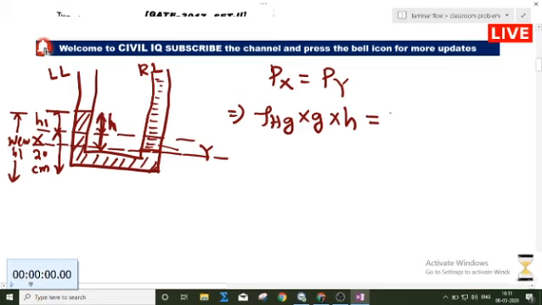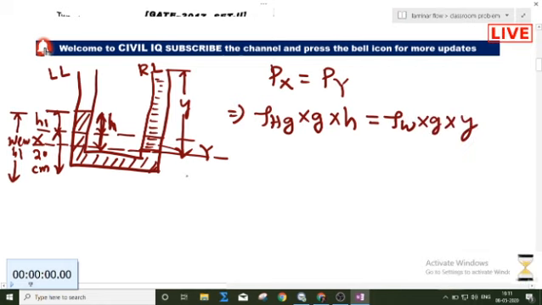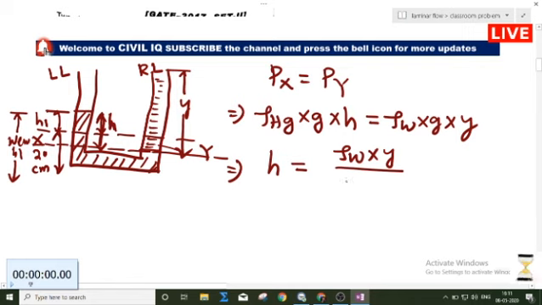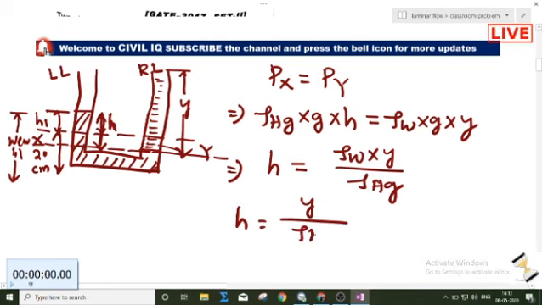What pressure will we write in the right limb? Simply water will be there. Density of the water, and this height will be y. Density of water into g into y. So from here I can find this total height H will be equal to density of the water into y divided by density of the mercury. So now this H is y divided by density of the mercury divided by density of the water.